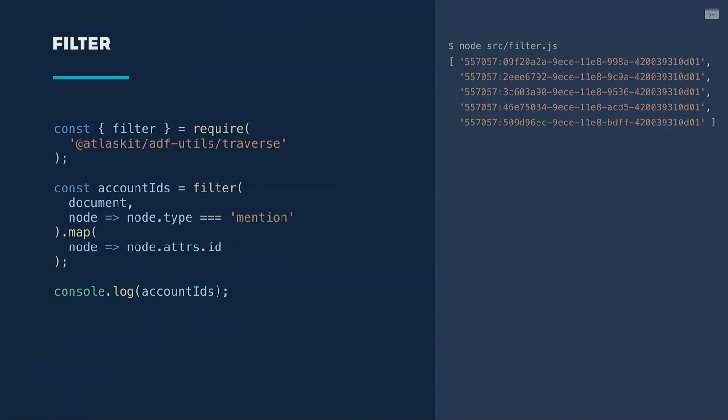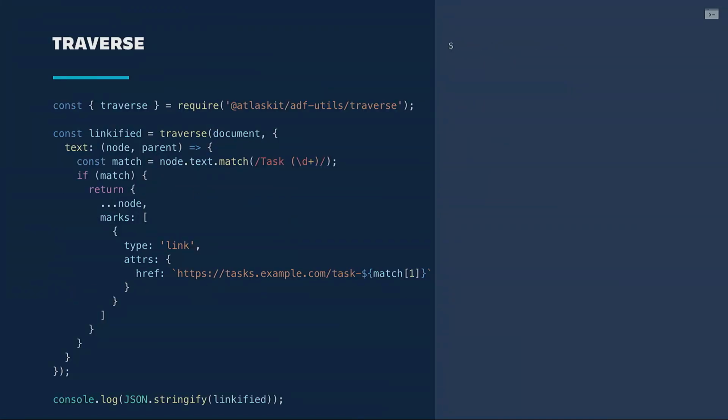Sometimes traversing documents and extracting data is not quite what you want. You want to traverse a document, but not extract something, but modify something. And the traverse function helps you in doing that. In this particular example, we want to build a very simple linkifier. If you remember the example with the table before, there was some text in the cells that said like task 1 or task 2, and we want to use that text and turn it into actual links with our code.